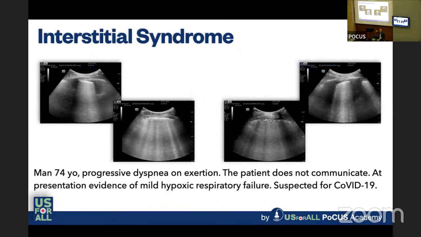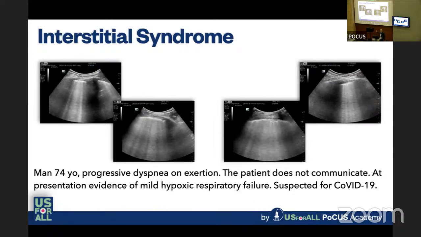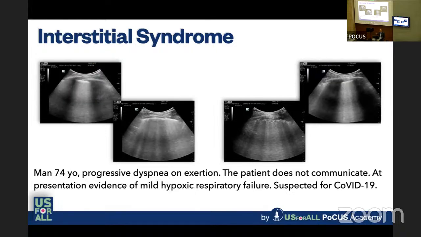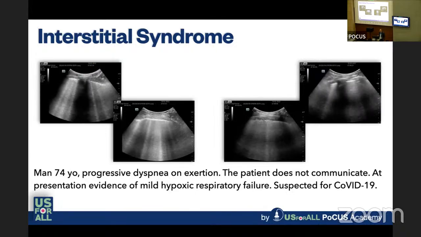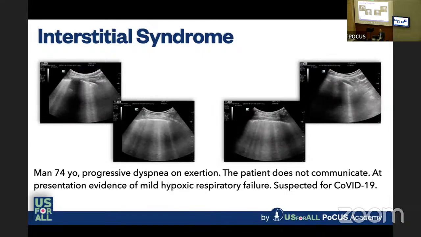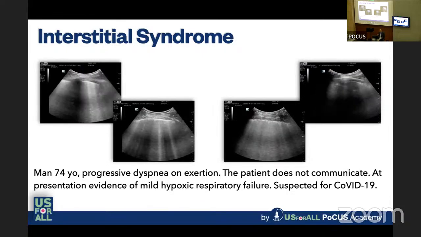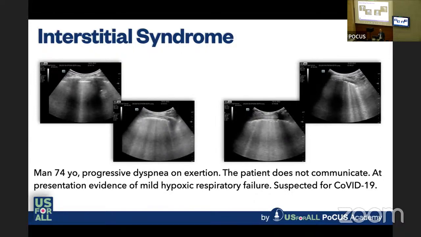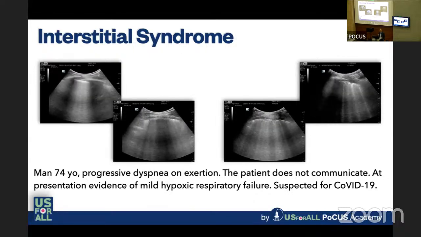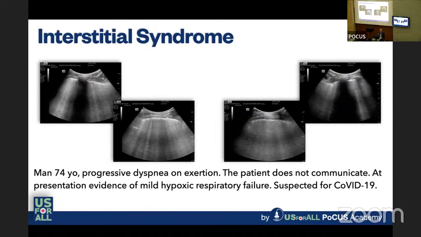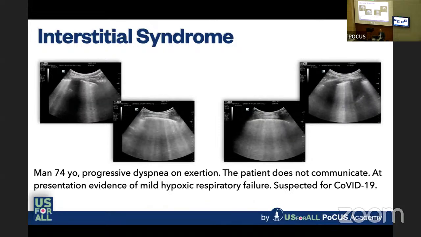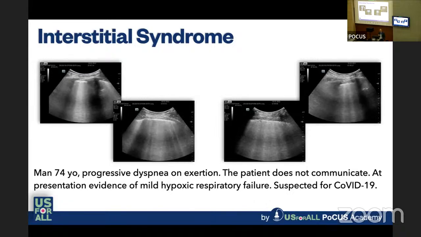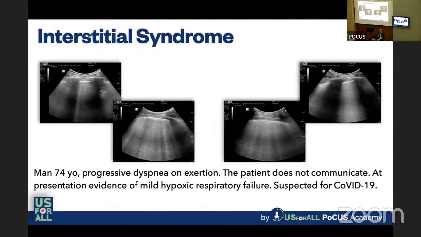This is another patient. As you can see, this patient arrived to the emergency during the COVID-19 pandemic. At the presentation, he has mild signs of respiratory failure, and he comes to us because of a history of progression of dyspnea on exertion. So he's not so much in respiratory distress. He's talking to us normally.